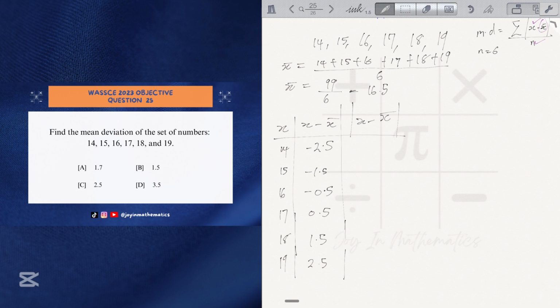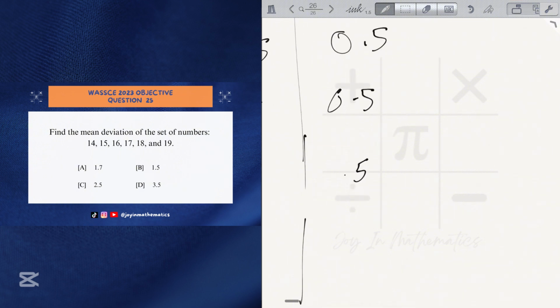Now with that done, we have to find the modulus of each term. So the modulus of minus 2.5 is 2.5. The modulus of minus 1.5 is 1.5. So we just have the same numbers written, this time void of their signs, and 2.5.